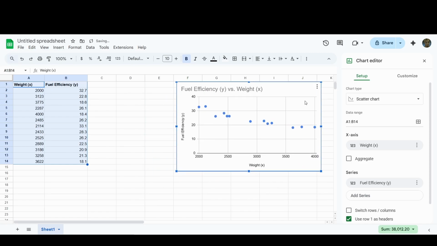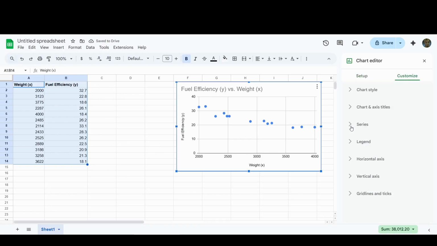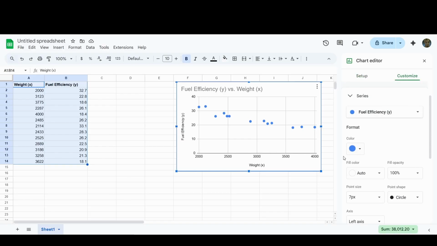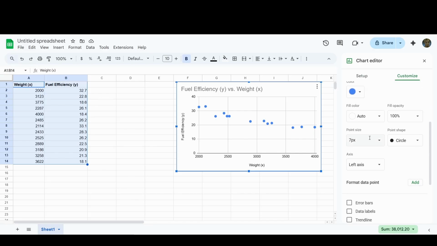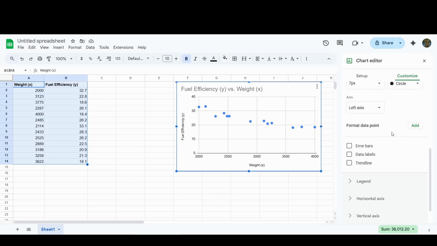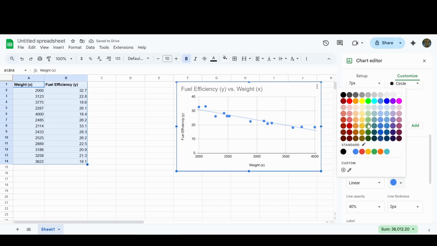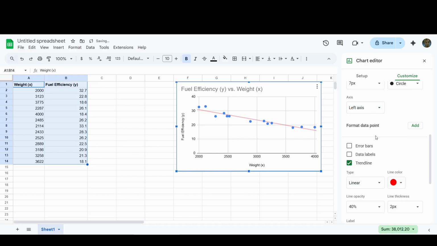All right, that should be good. And next I'm going to go to customize series, and you can change the colors here if you want to. You can change the shapes. But what I really want is the trend line. So this is going to do the line of best fit for me. Again, I can change that color if I want to.